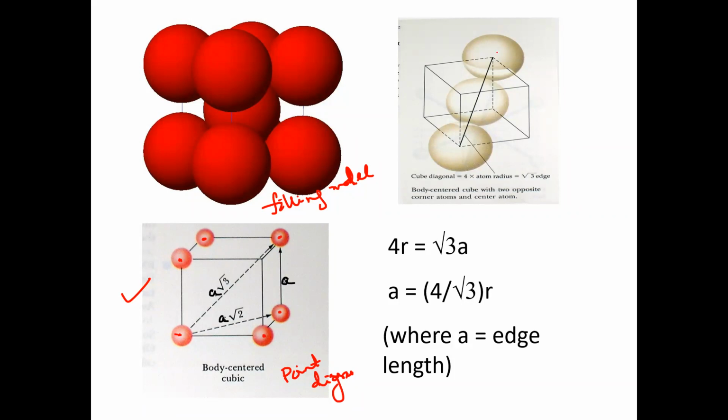Now, to understand the geometry, I have only selected 3. One at this corner, the other one at the opposite corner, and this one at the center. So we knew that the body diagonal, which is root 3 a, where a is the edge length, is equal to 4r, that is r plus 2r plus r. So from that, we knew a is equal to 4 by root 3 into r. So that is the geometrical relationship we know.